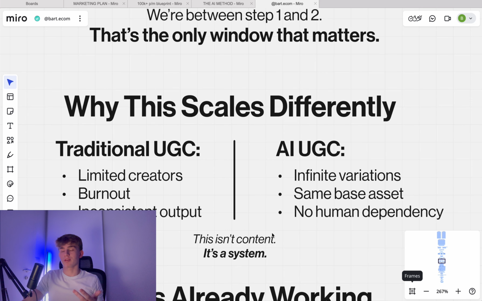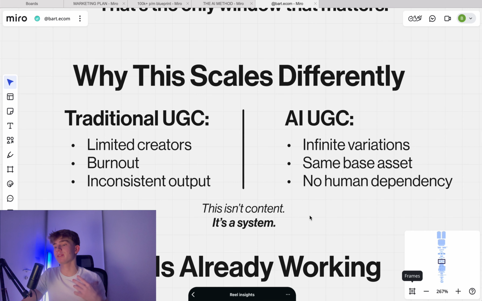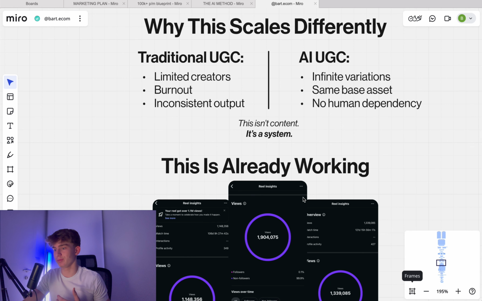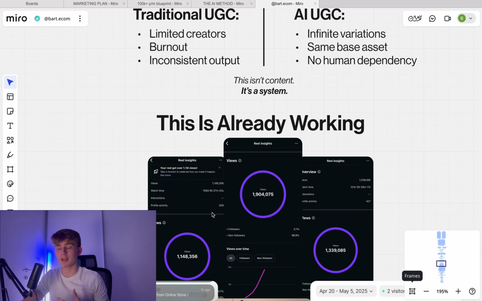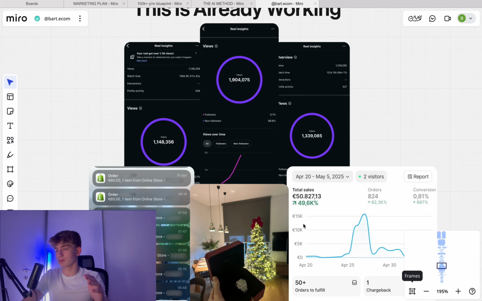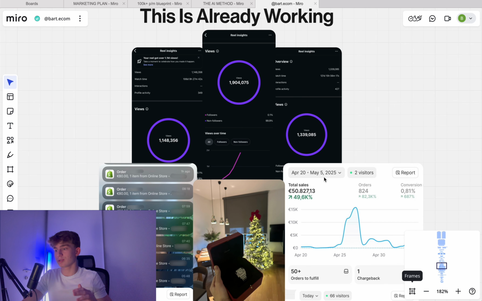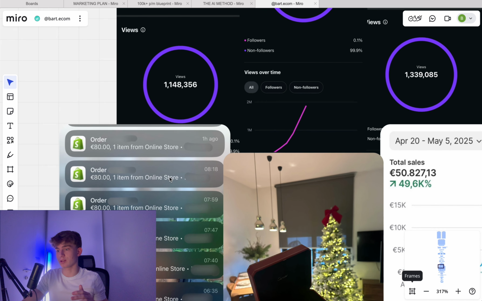So it's not just about the content, it's the whole system and prompts and everything behind it. And obviously, this is already working. You can see here, I started posting on Instagram and TikTok for my personal brand. I've used this method for quite some time now, and I got about 5 million views in just 2 days. As soon as I started posting, I got 5 million views, brand new spanking account. It's really crazy.